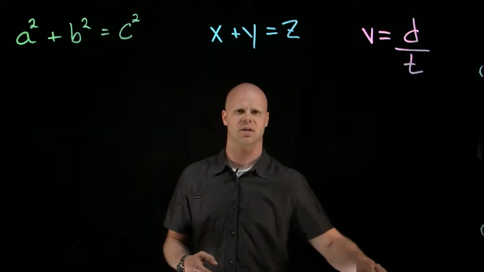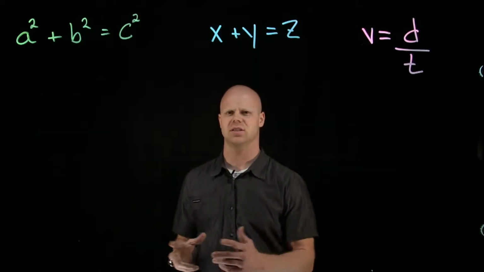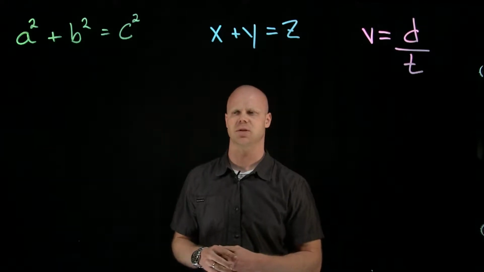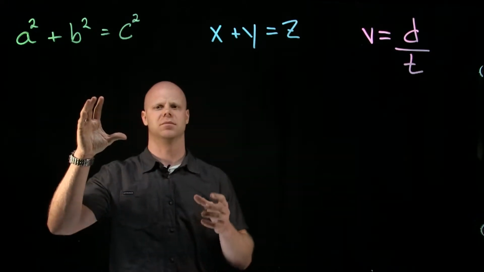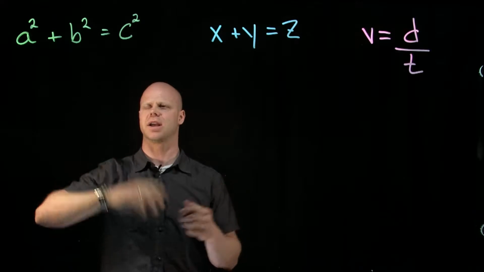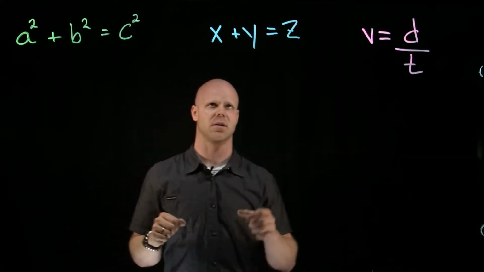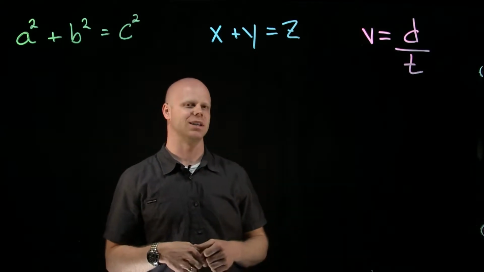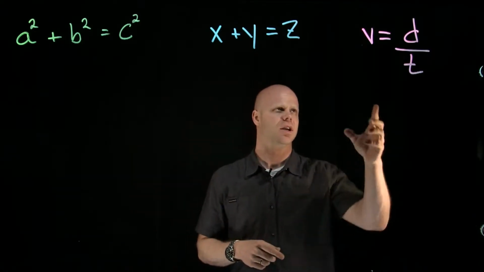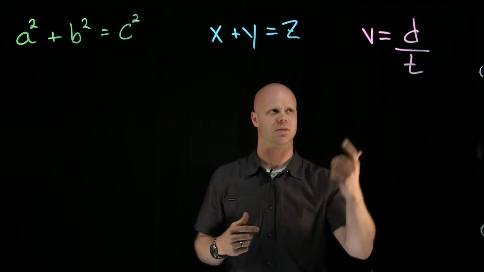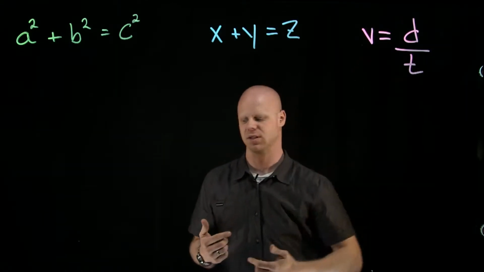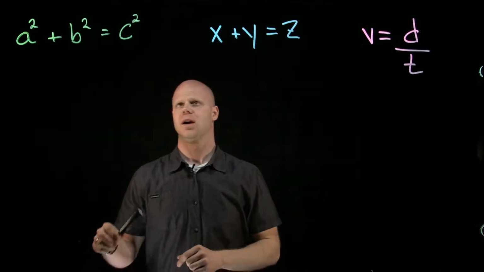Hello everybody, we are going to look at three formulas today just to go over some basics of transposing. In no particular order, we're going to look at a squared plus b squared equals c squared, which is commonly used for our Pythagorean theorem. X plus y equals z, we're going to turn that one around. And then v equals d over t, which is our velocity formula. Velocity equals the distance over the time.